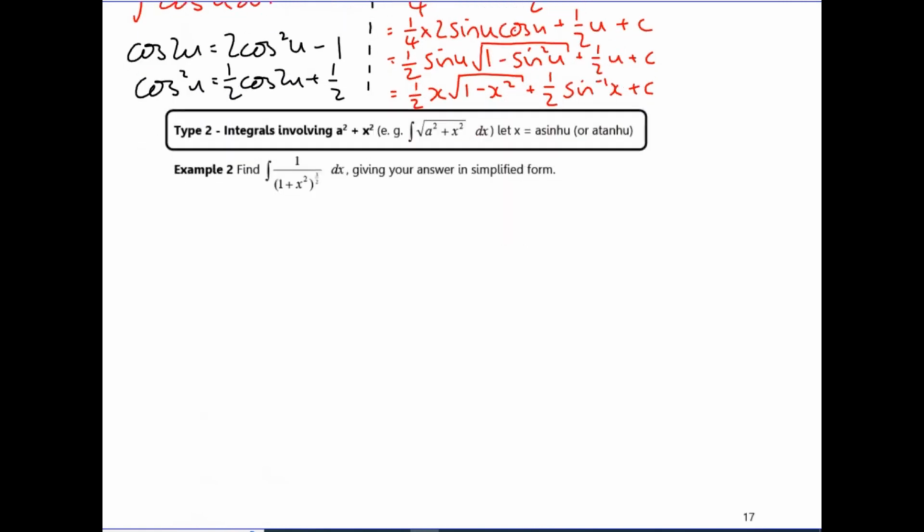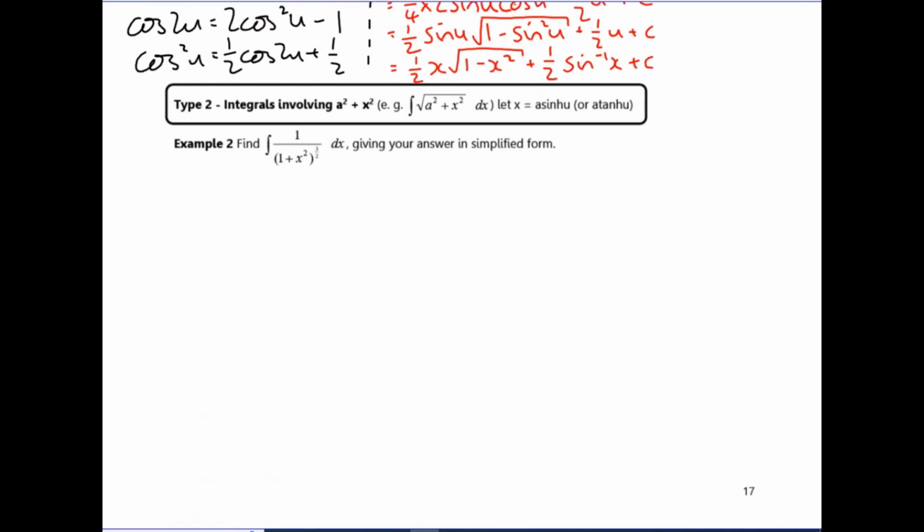Now for the second one, it's got a plus instead of a minus, so we can't use cos squared plus sine squared equals 1, because it always rearranges to 1 minus sine squared. But instead, this time we can use the hyperbolic identity, because the hyperbolic identity is cosh squared minus sinh squared equals 1. And if I've got a plus, what I can do is take that sinh squared across. So I've got 1 plus sinh squared u, which is kind of the form that I want. So the substitution we're going to use is sinh u to turn it into a cosh squared u, so that x equals sinh u in this case.